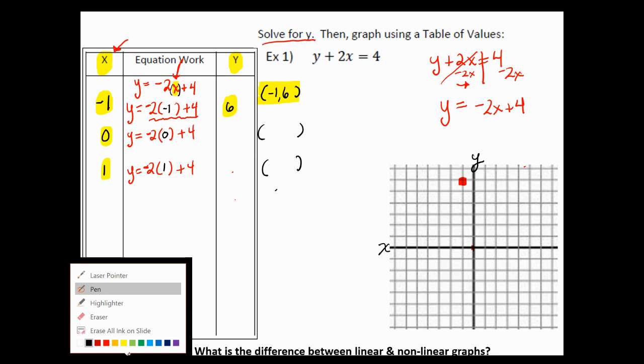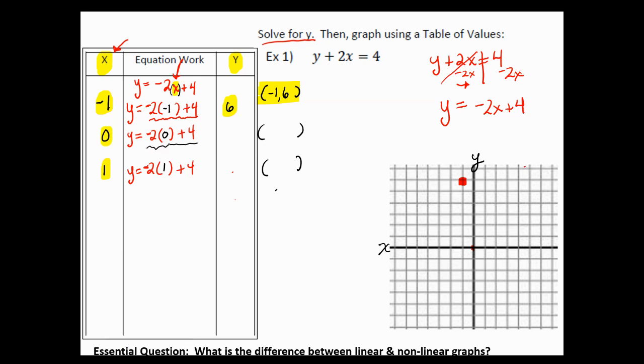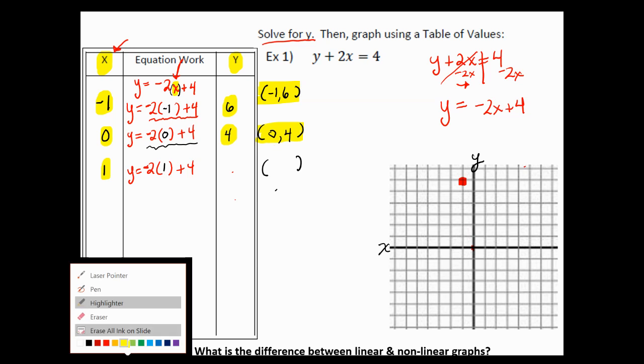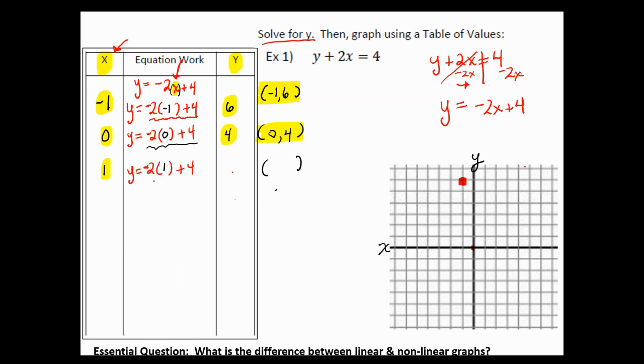Okay. So then the next one is going to be -2 times 0 is 0, plus 4 would be +4. So our point would be 0, comma 4. Now, there's a trick with graphing this. So we're going to wait to graph that over on the grid because a lot of students graph that incorrectly. So let's just go back and finish the next one. So right here, -2 times 1 is -2 plus 4. That would be a +2. So our point would be 1, comma 2.